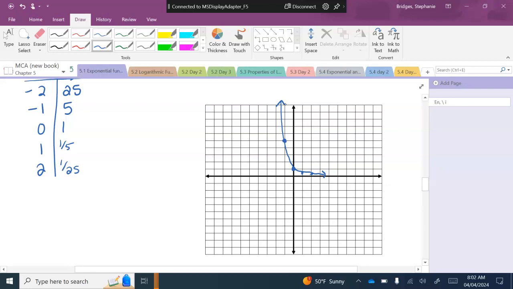So we saw a base of a whole number. We saw a base of a fraction. We saw a whole number base with a negative in it. Which one does that look like? Does that look like the whole number base or the fraction base? Fraction, because if you put a negative in the exponent, it makes it a fraction.